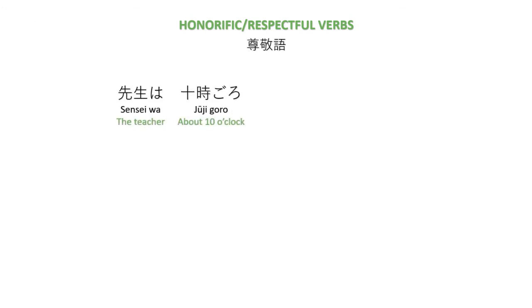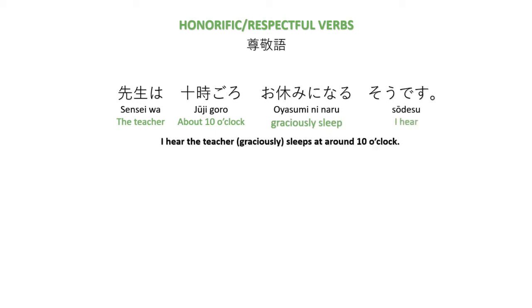Sensei wa 10時頃お休みになるそうです. So here we use お休みになるそうです. お休みになる means graciously sleep. It is the respectful verb equivalent of neru, the casual form. So, I hear that the teacher graciously sleeps at around 10 o'clock.